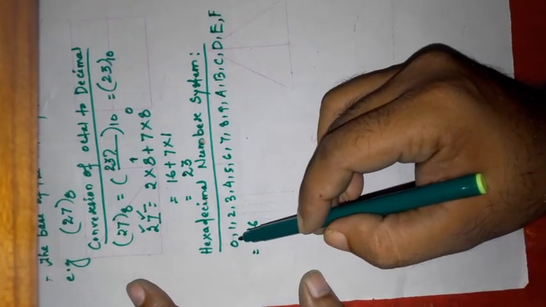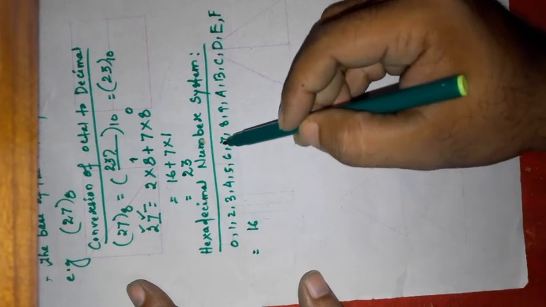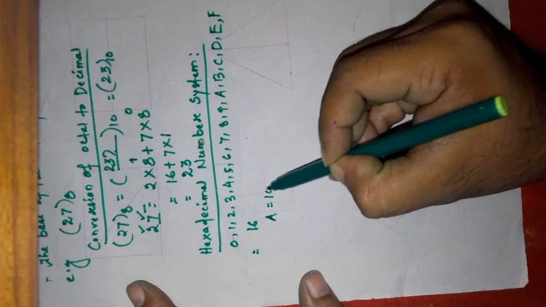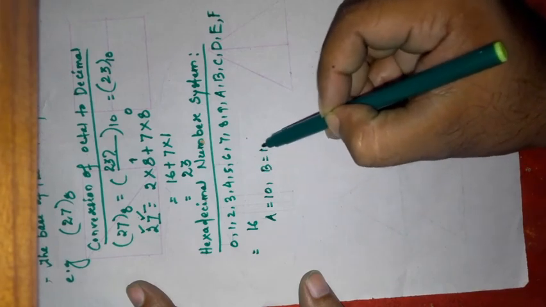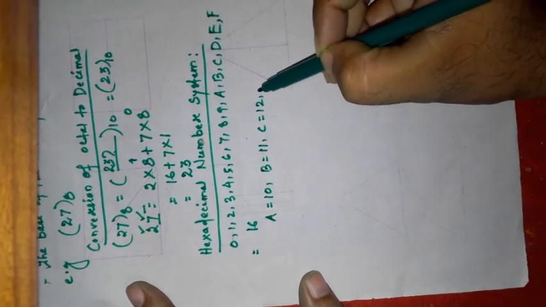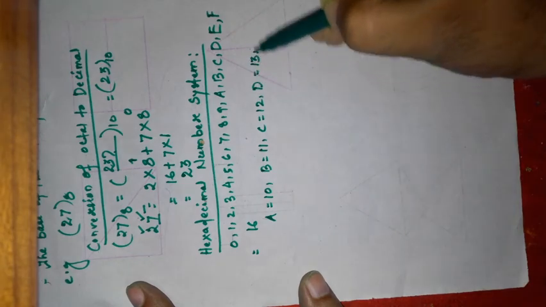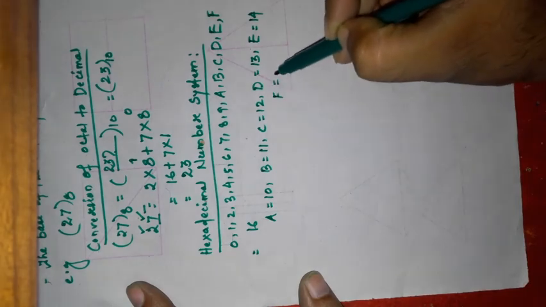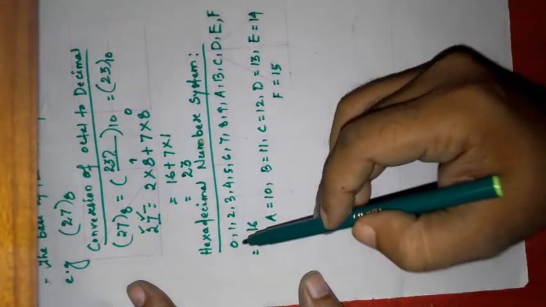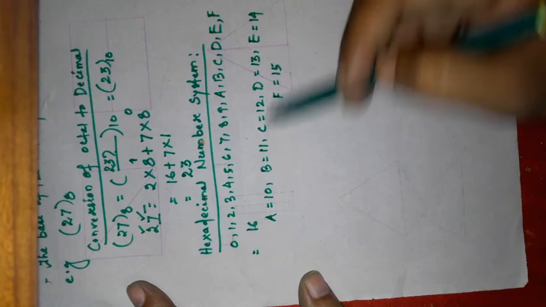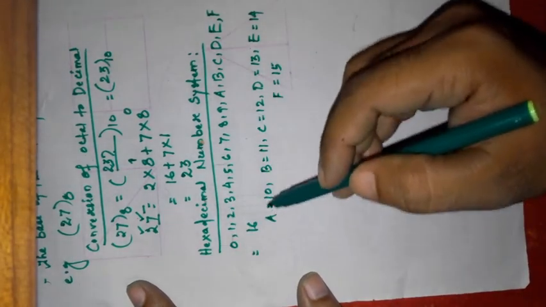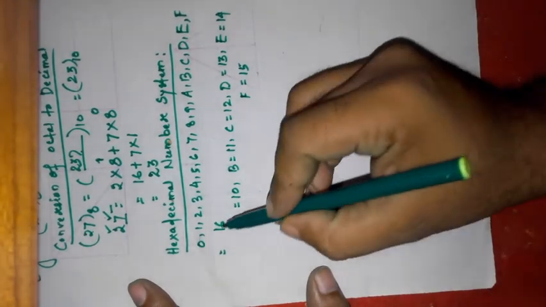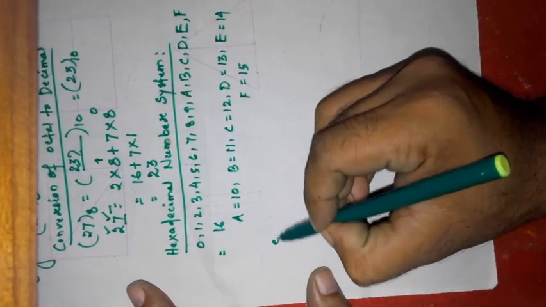Number counting from 0, 1, 2, 3, 4, 5, 6, 7, 8, 9. Then 10. So the value of A is equal to 10, B is equal to 11, C is equal to 12, D equal to 13, E equal to 14, F equal to 15. So numbers starting from 0 to 15. So there are 16 numbers in the hexadecimal number system. So the base is written as 16. Example.